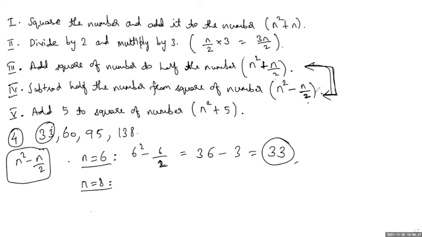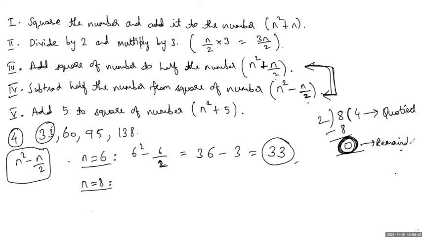If you divide an even number by 2, what will be your remainder? Even number, if I divide, what will the remainder be? What is 8 divided by 2? 4. 4 is the answer. 4 twos are 8. What is the remainder? 0. Correct. This is the remainder. This is called quotient. This is called remainder.